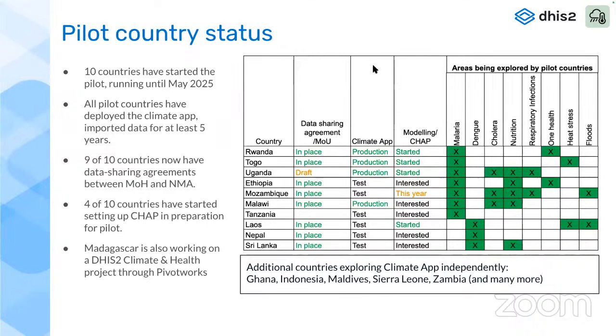We also note that countries have gone ahead to set up this app and do some exploration without necessarily being part of these 10 pilot countries, which again speaks to the ease of being able to use this tool once it's available. You can see Ghana, Indonesia, Maldives, and all these other countries have been able to go ahead and set up the app and start to explore data, including Madagascar, which has also been doing some work around this. Next slide.